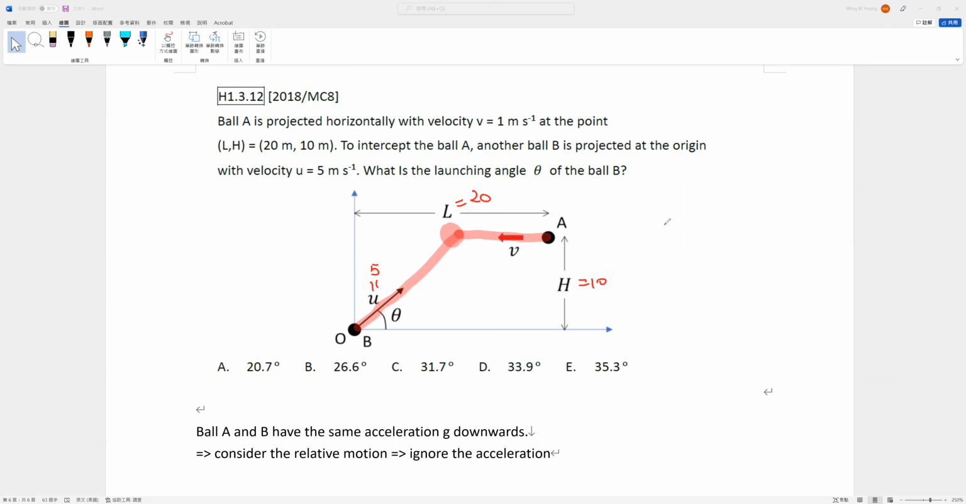So then the time for them to reach that point will be just 10 divided by 5 sine theta, if you consider vertical motion. If you consider horizontal motion, it will be 20 divided by 5 cosine theta plus 1. It's totally fine if you are not able to solve this equation, because this is an MC. So what you could do is substitute the angles in the choices to see for which one the equation will be satisfied. So the answer will be 31.7 degrees. Therefore the answer should be C.